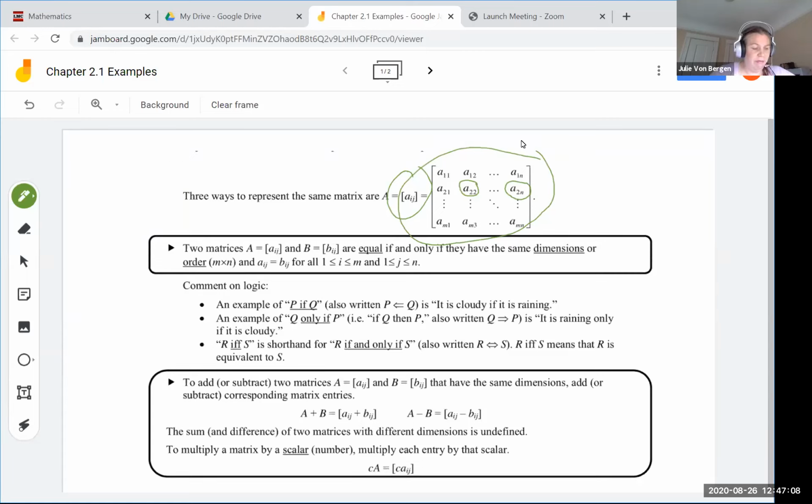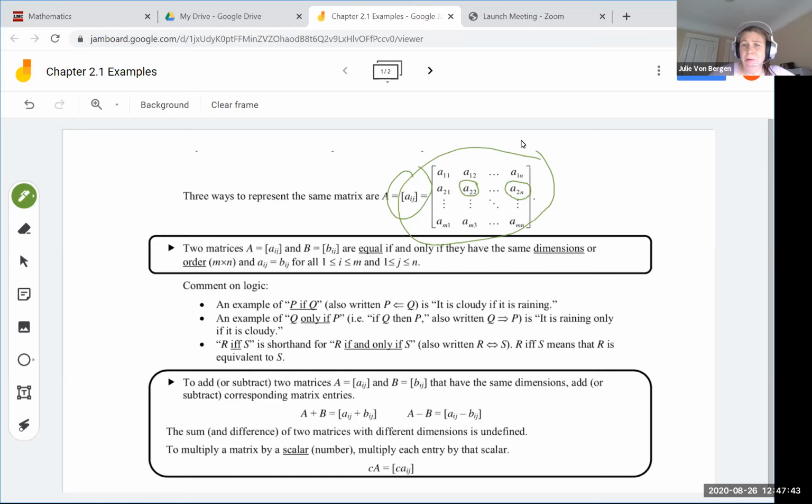So the definition of equality of matrices is here in the first box. Two matrices A, and you can write it as capital A or in the brackets, and B are equal if and only if they have the same dimensions or order. In that case, that means the same number of rows and number of columns. Typically, we say m by n, where m is rows and n is columns. And then each individual entry in the same position must be equal.